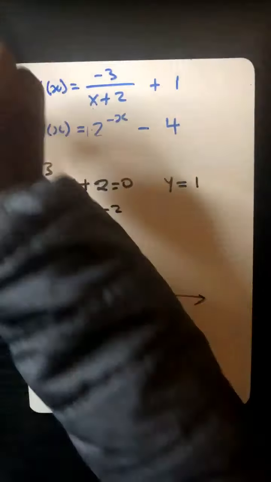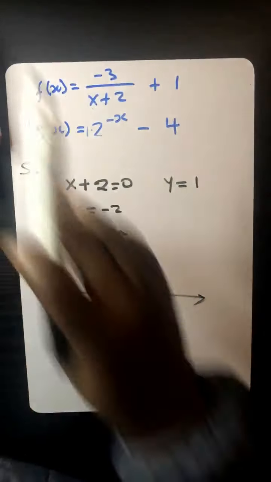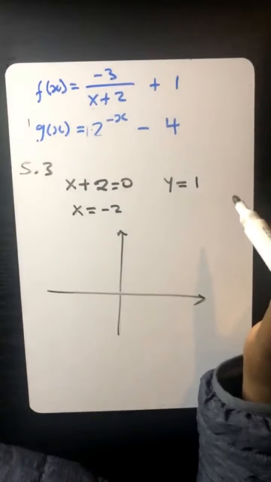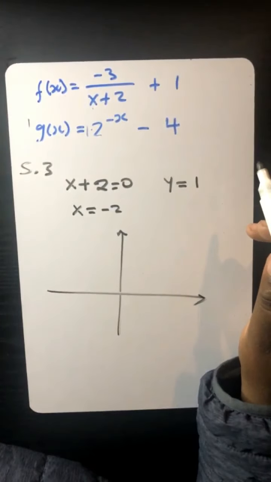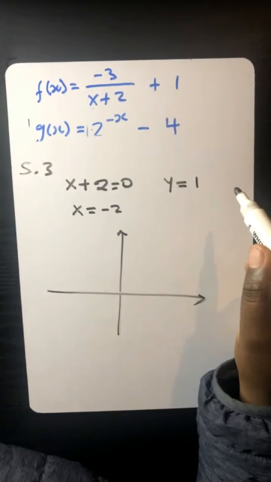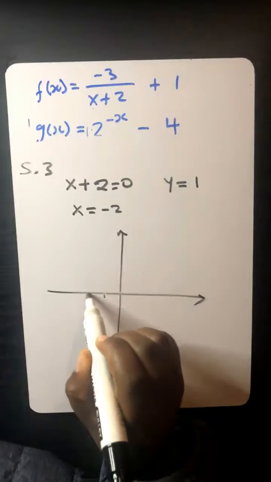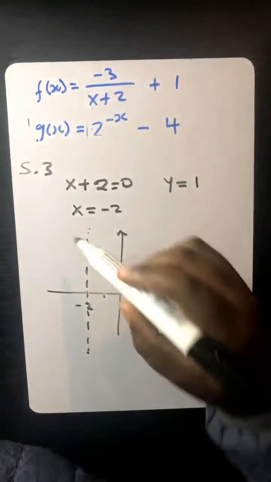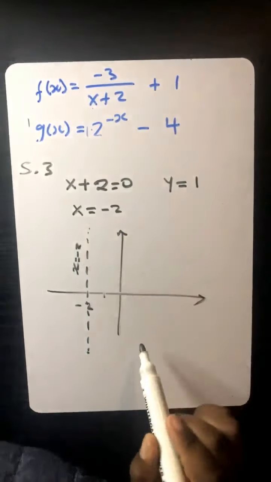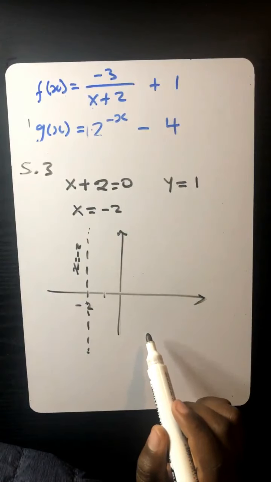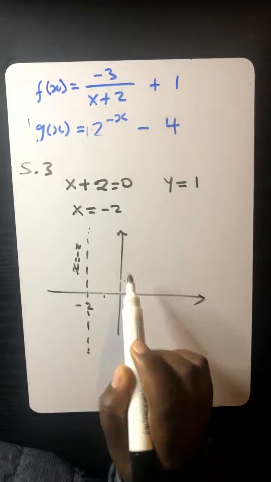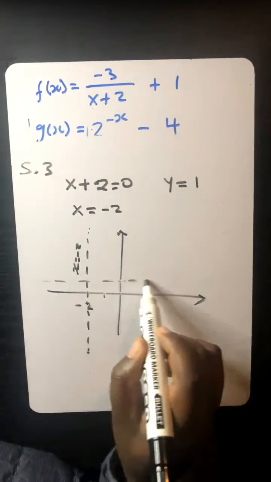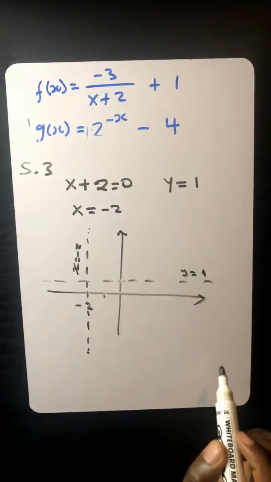So, on a Cartesian plane, which one is the vertical asymptote and which one is the horizontal asymptote? The vertical asymptote, sir, is the x value, then the horizontal asymptote is the y value. Okay, so that means where x is negative 2, that's where we have the vertical asymptote. So you represent it as x equals negative 2. Then where we have 1, that's where we've got the horizontal asymptote, being y equals 1.